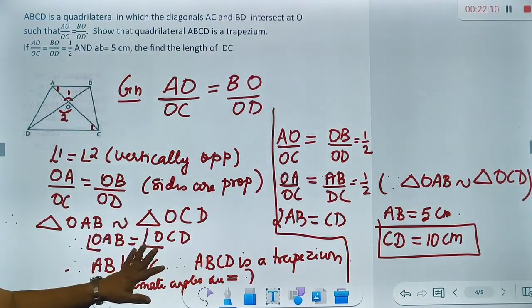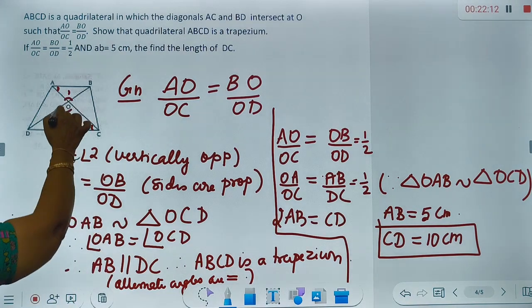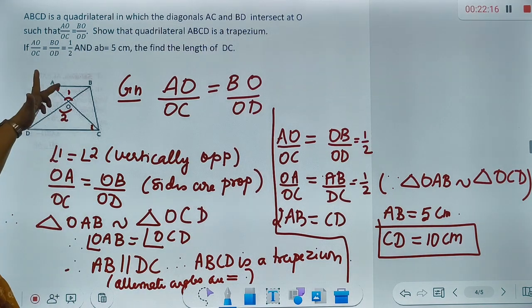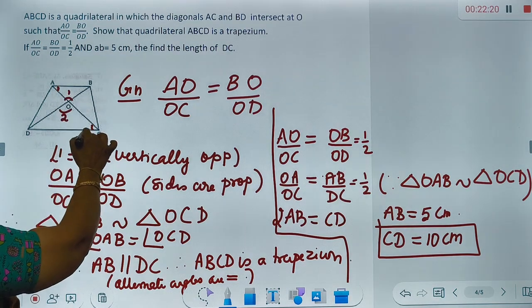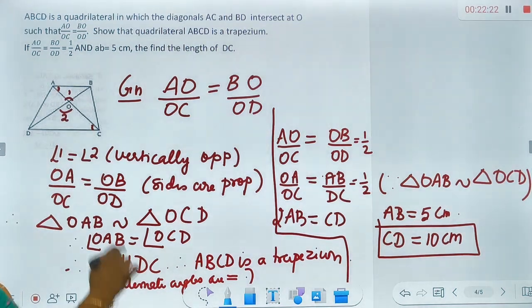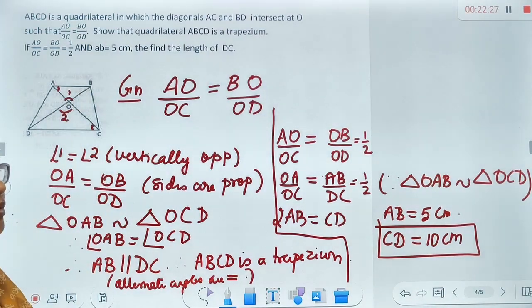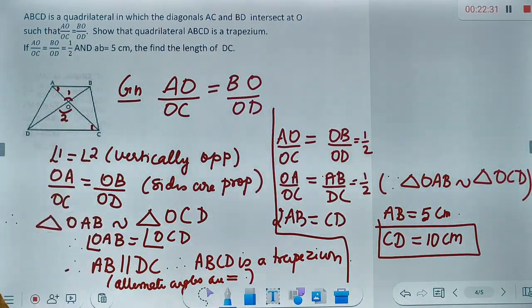Are you able to follow how we got the sum? We first consider these two triangles. Two sides are proportional, one angle is equal. Therefore, the two triangles are similar. So angle A is equal to angle C. They are alternate angles for the lines AB and DC. If alternate angles are equal, then the lines have to be parallel. So AB is parallel to DC, which means this quadrilateral is a trapezium.